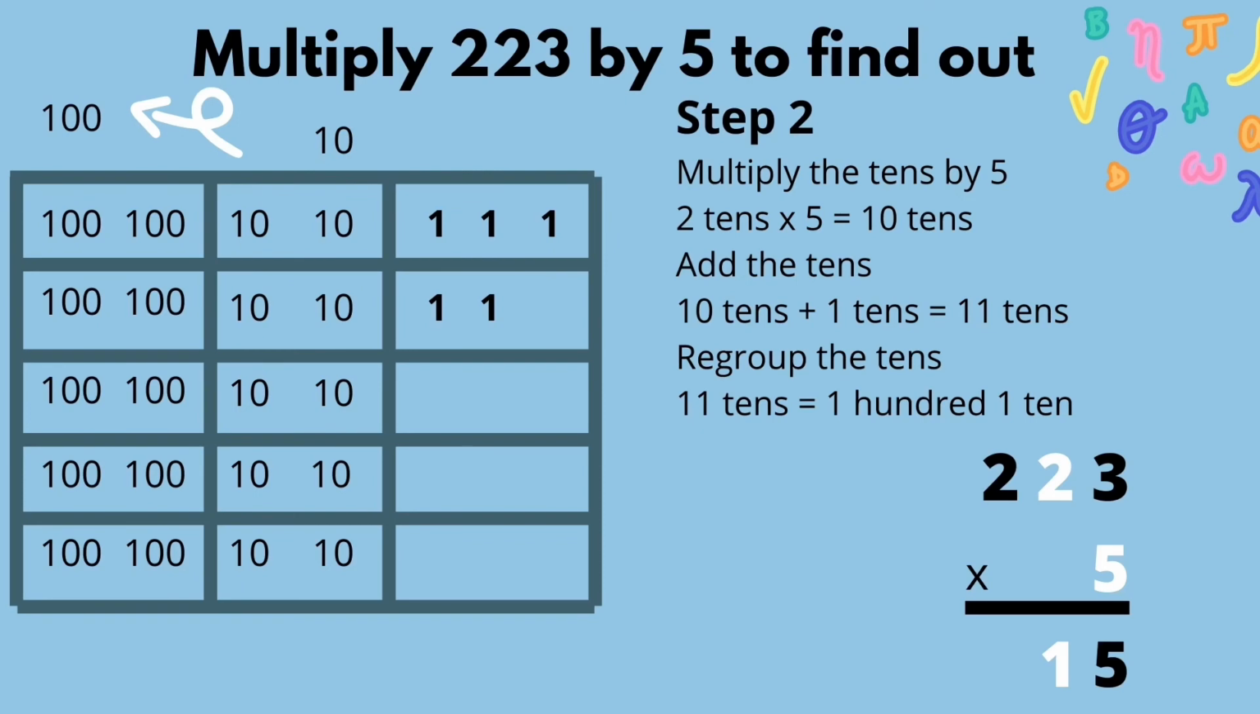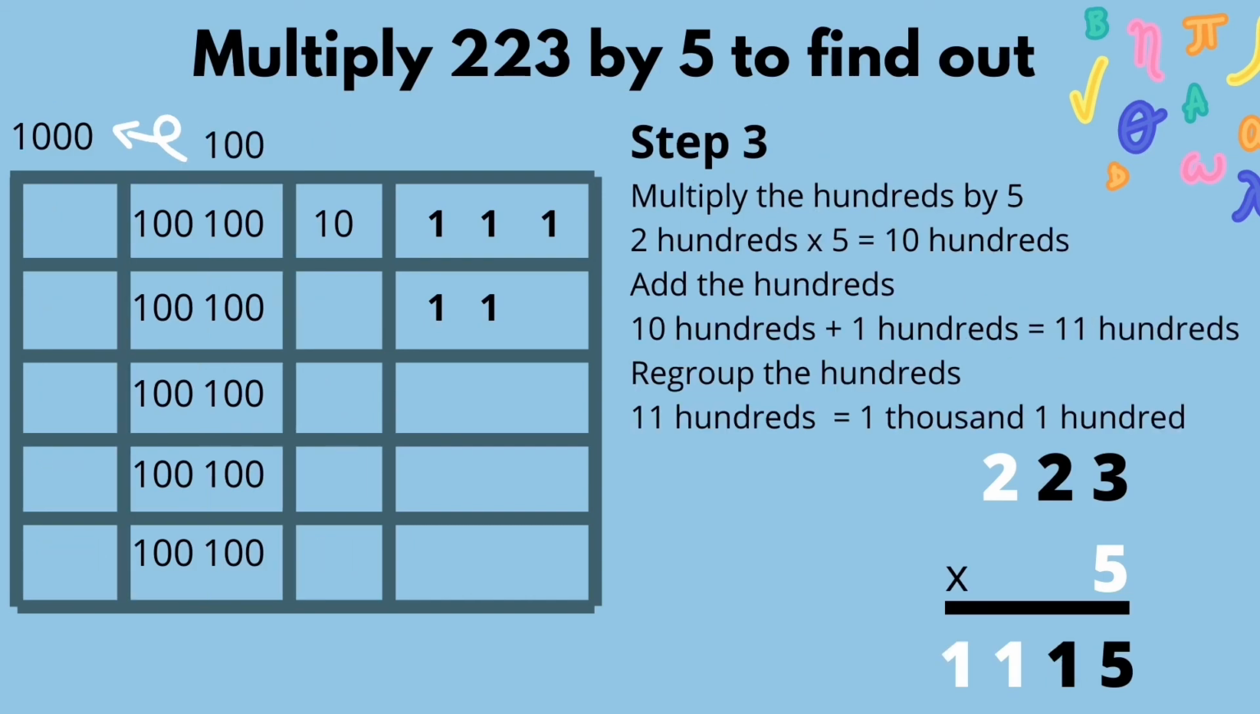Next, step 2. Multiply the tens by 5. 2 tens times 5 is 10 tens. Add the tens. 10 tens plus 1 ten is 11 tens. Regroup the tens. 11 tens is 1 hundred 1 ten. 11 puluhan adalah 1 ratusan dan 1 puluhan. Puluhannya kita taruh di bawah 2 dan ratusannya kita simpan di kolom ratusan.